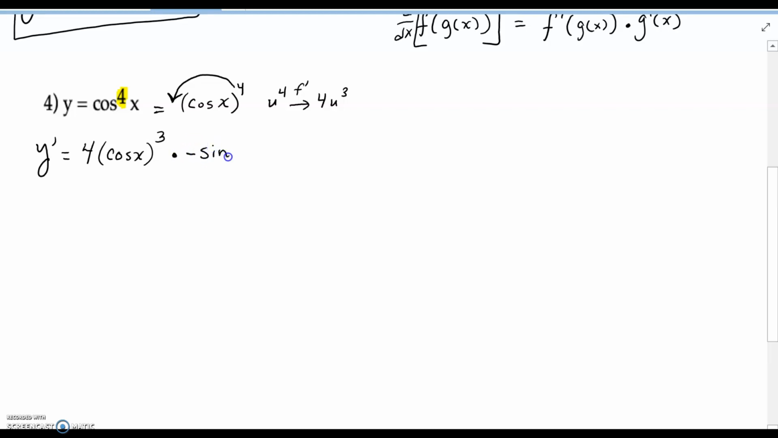Now I multiply it by the derivative of the inside, which is the derivative of cosine, a negative sine. So this requires us to know the rules of trig derivatives. If I clean it up just a little bit more, I'm going to get something like this, which says y prime equals -4 cosine to the third power of x times sine of x. It looks something like that.